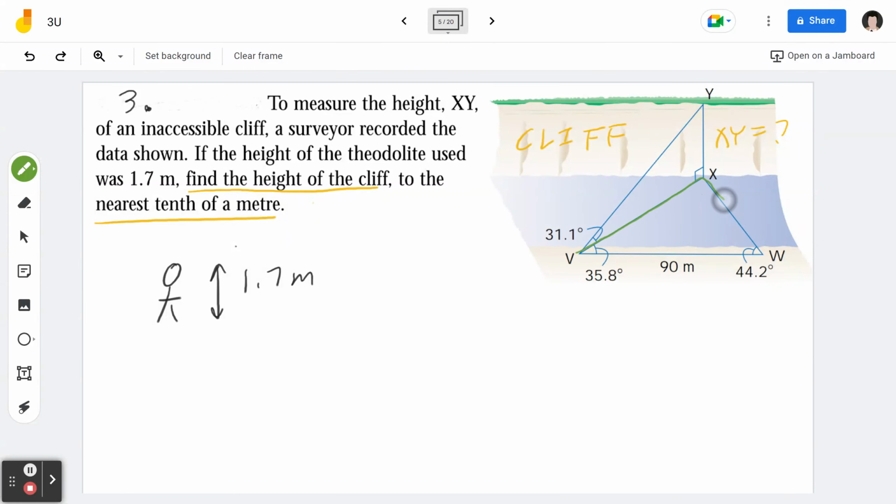And in this triangle, there's a lot we can solve for. So there's a 90 meter side, there's a 35.8 degrees angle, there's a 44.2 degrees angle. So let's talk about what we need in order to get to where we want. First of all, we need to find this angle, because if you can find angle VXW, then you have one pair, you have a second pair, which means once you find the angle, then you can find the length VX.